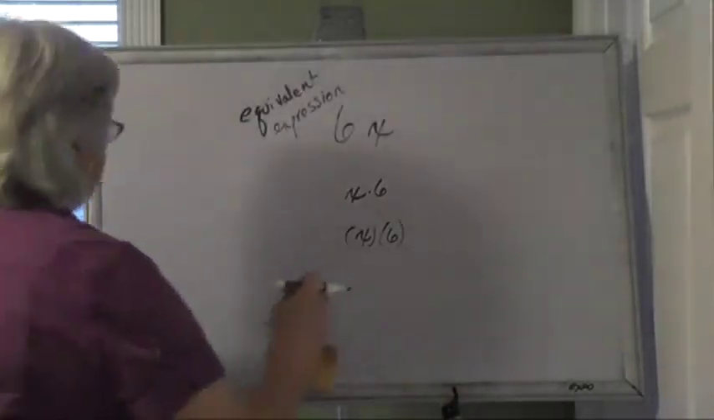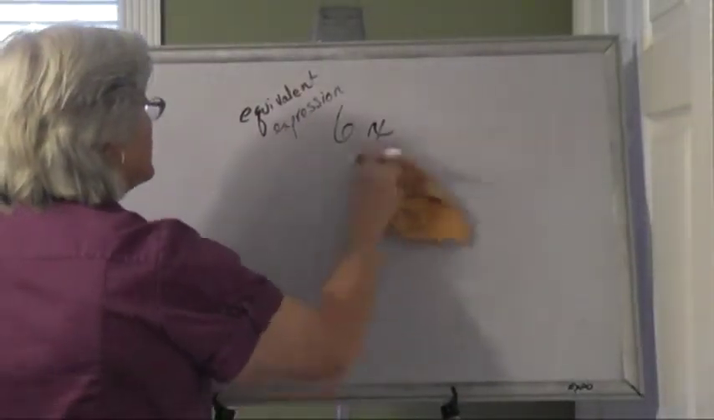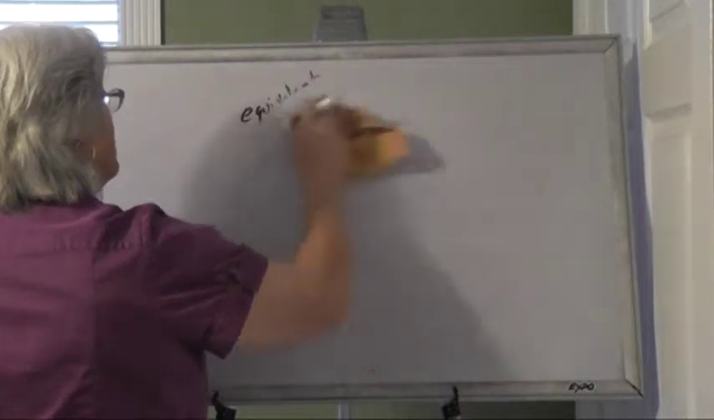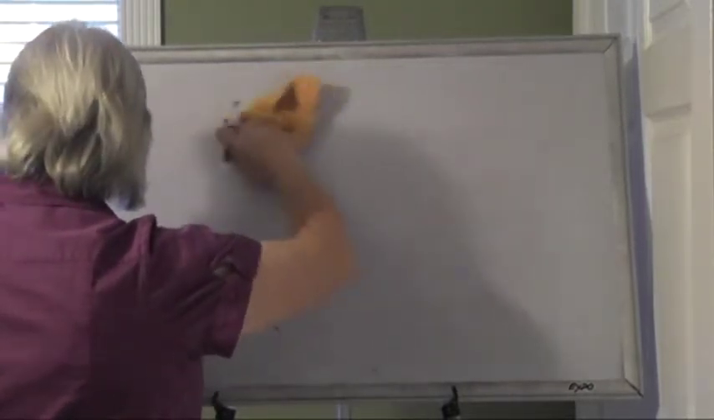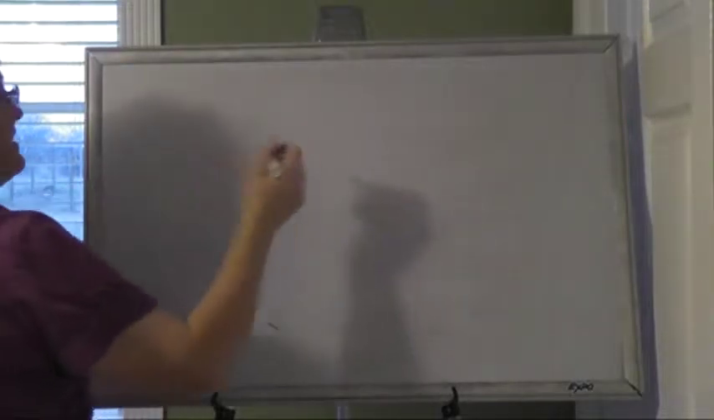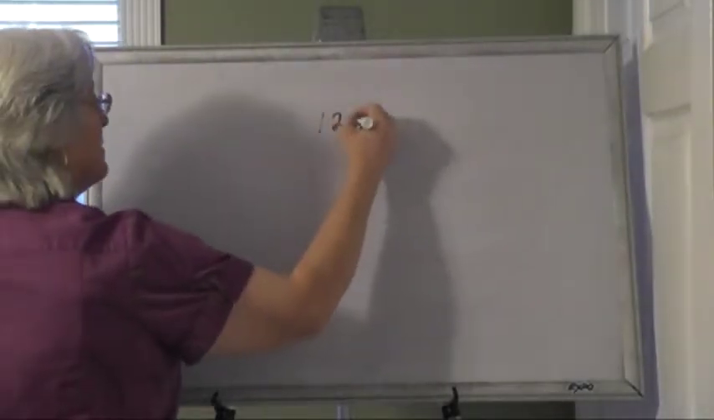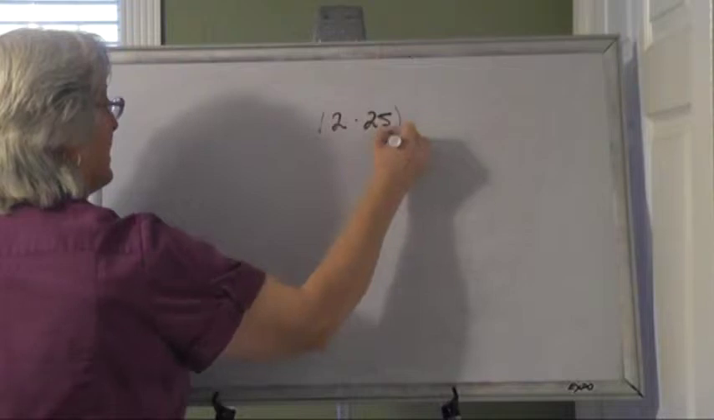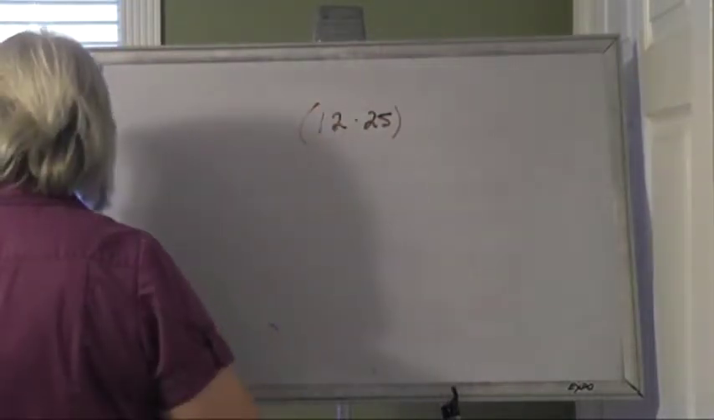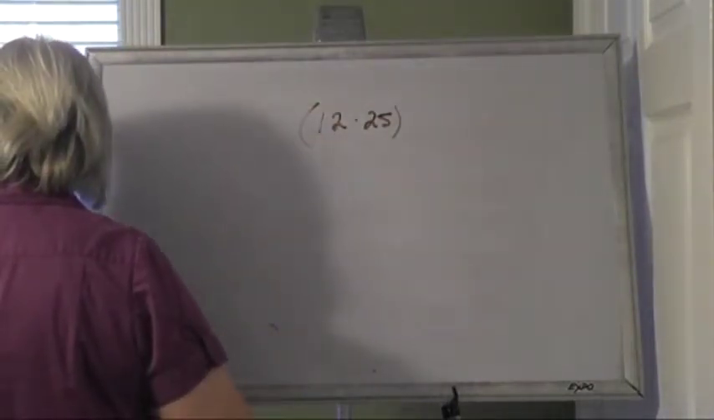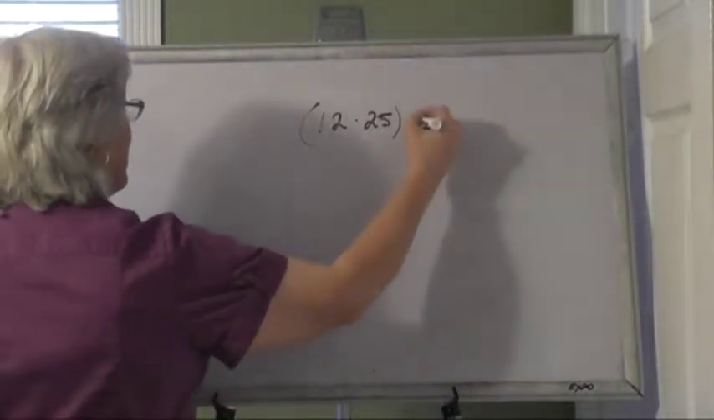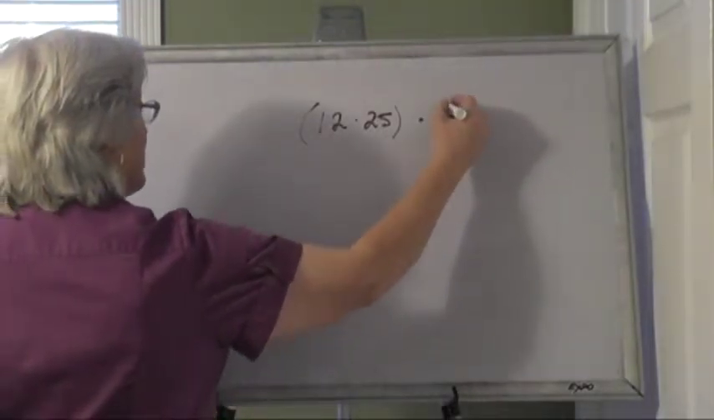And that's also something that you use. You don't just do it when you have two numbers that you're multiplying together. Let's say that we have 12 times 25. This would be read the quantity 12 times 25 times 3.